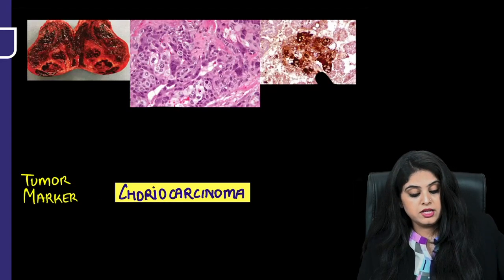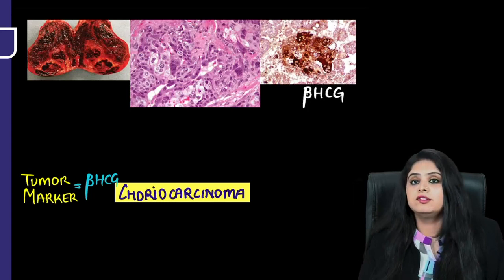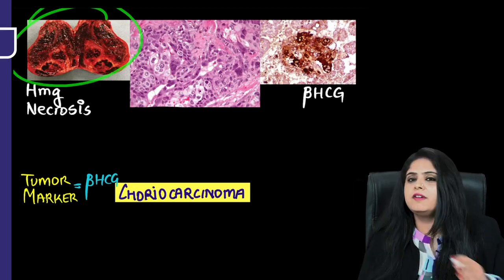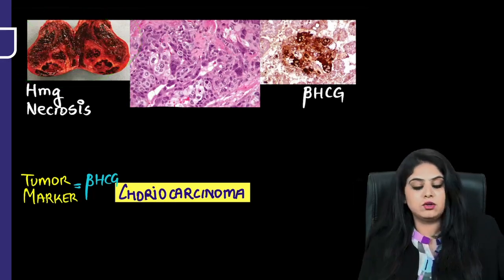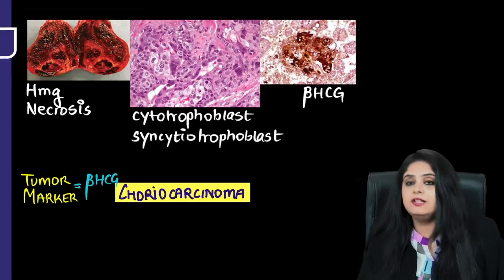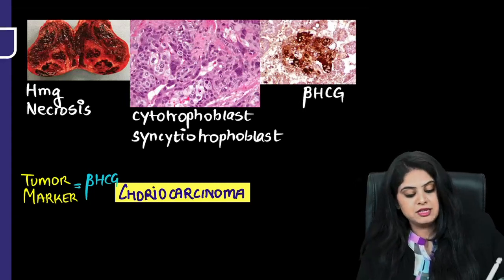Which is the ovarian tumor with beta HCG as the tumor marker? Beta HCG is seen on immunohistochemistry also, choriocarcinoma. So how do you identify choriocarcinoma? It is that ovarian tumor where you just see lots of blood and lots of necrosis. Lots of hemorrhage and necrosis are seen. And microscopically, you see two types of cells, cytotrophoblast and syncytiotrophoblast.